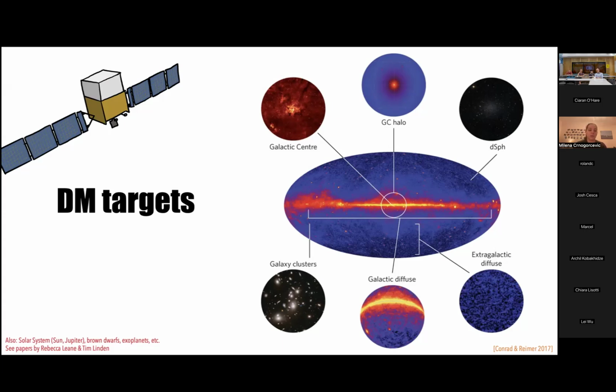However, in the last few years, some very interesting dark matter targets have come forward, and this was primarily done in the papers of Rebecca Leane and Tim Linden, including the solar system, including the Sun and Jupiter, brown dwarfs, as well as exoplanets. And I think these papers are really interesting and creative in that we're starting to use other celestial bodies as indirect dark matter detectors.